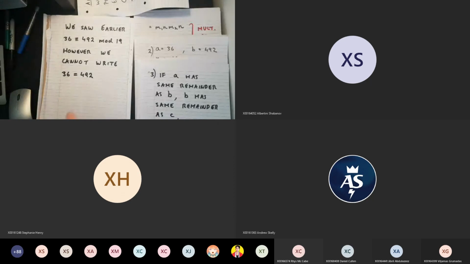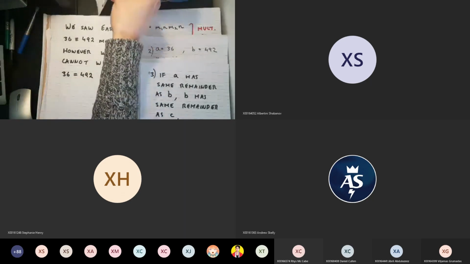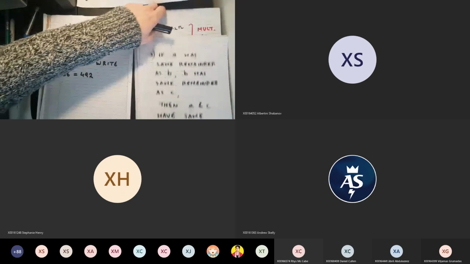Okay, can I put the end of the page at the same side as the camera view? Sorry.